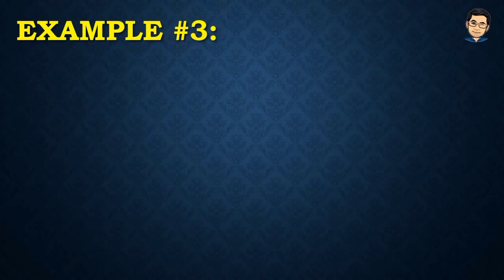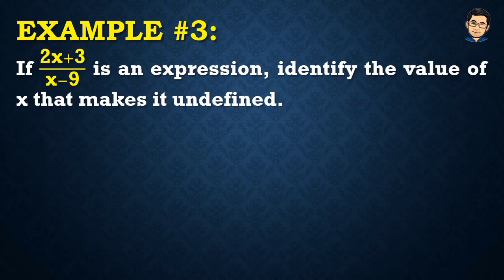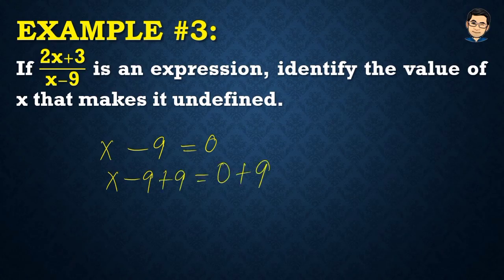Example number 3. If 2x plus 3 all over x minus 9 is an expression, identify the value of x that makes it undefined. So, again, x minus 9 is equal to 0. And then we add 9 to both sides. So x minus 9 plus 9 is equal to 0 plus 9. So x is equal to 0 plus 9, that is 9. So the value of x that we are looking for is 9.